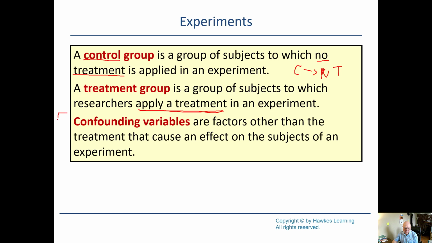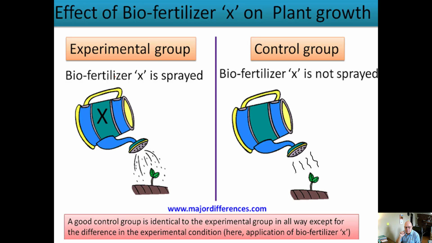Now this last one, confounding variable, can be confounding itself if you're not careful. Those are extraneous factors that mess up the connection between the explanatory and the response variables. We've got an example or two for you to see.